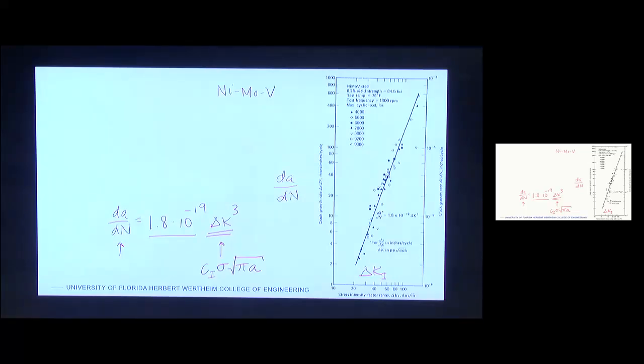And we're going to plug that in. So then we'll have dA/dN is a constant times something that's a function of A to the third power. Okay? So let's go find an empty slide to work on that. Here we go. So I'm going to write dA/dN is equal to 1.8 times 10 to the minus 19 times the quantity C1 stress square root pi A, and all of that to the third power.